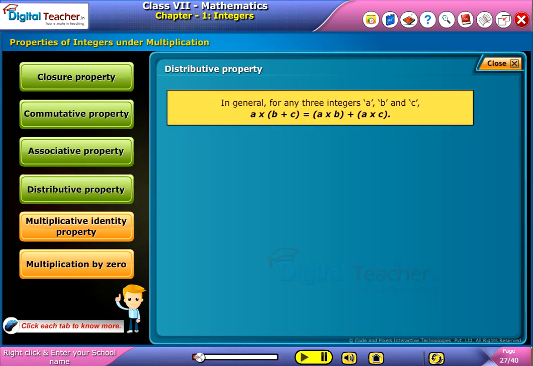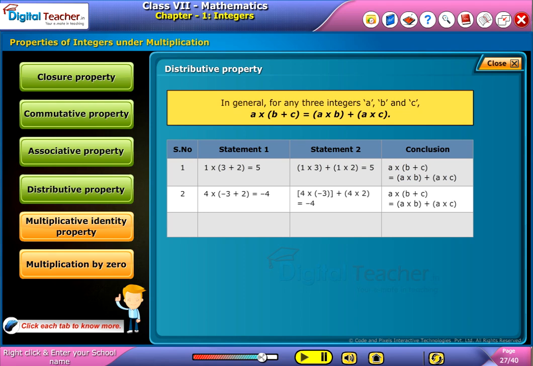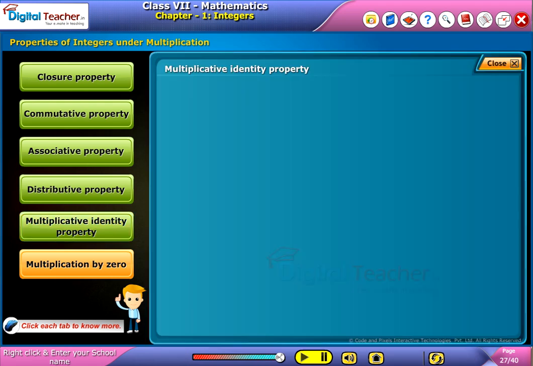Distributive property defines for any three integers a, b and c. In first statement, 1 into 3 plus 2 is equal to 5, and in second statement, 1 into 3 plus 1 into 2 is equal to 5. And it concludes that a into b plus c is equal to a into b plus a into c. Same for second and third statements.